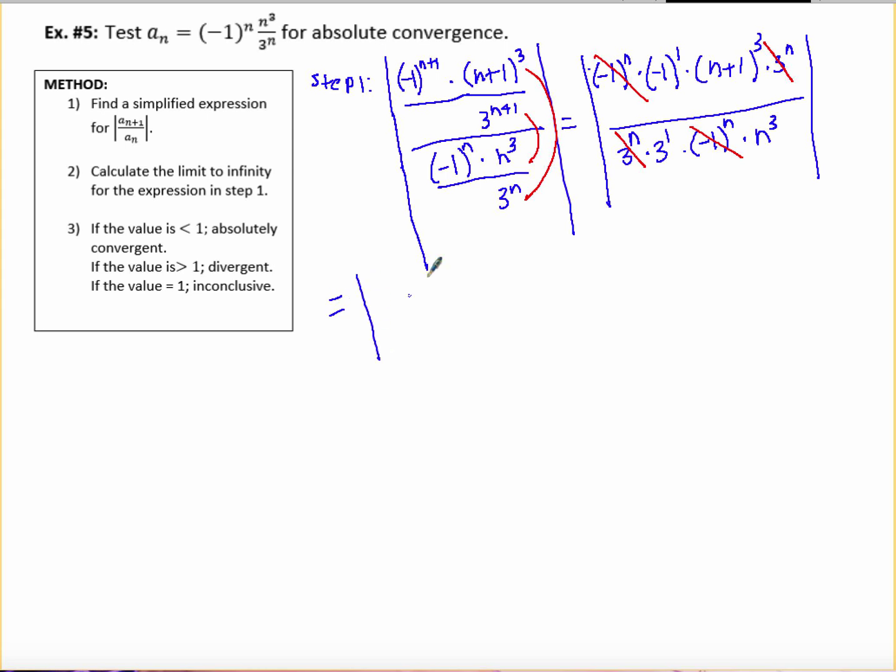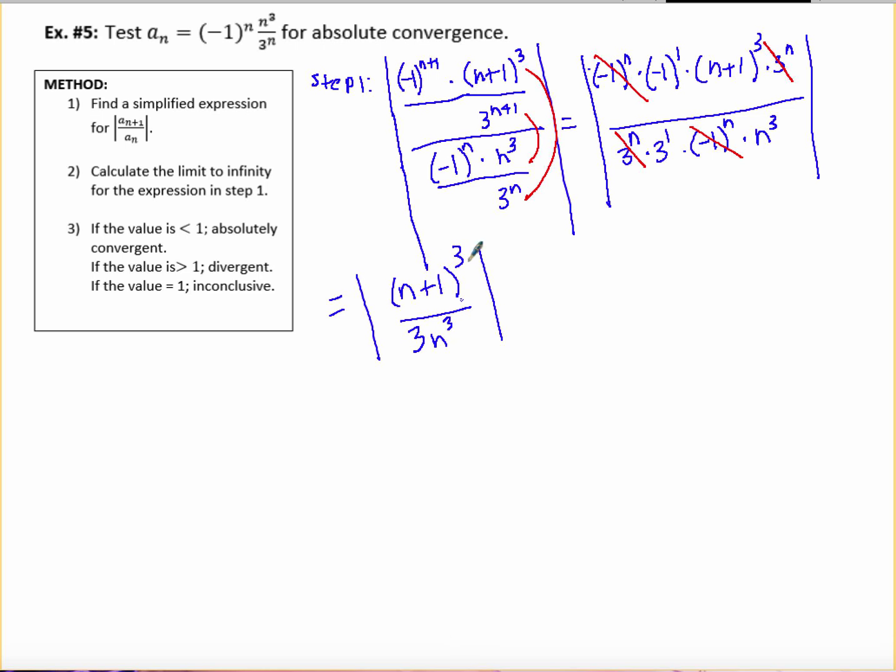So I've got the absolute value of, well, negative 1 to the first power is negative 1. But we're going to take the absolute value anyway, so that's going to become a positive 1. I can just drop that bad boy. And then I've got n plus 1 to the third. All divided by, now in my denominator, I've got 3n cubed.